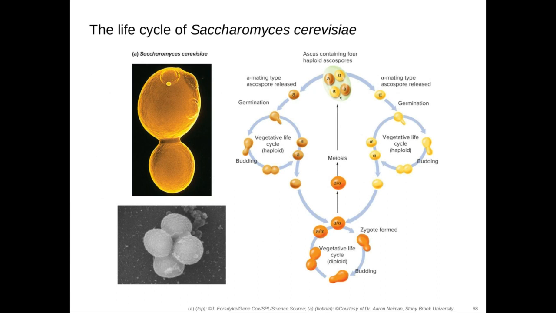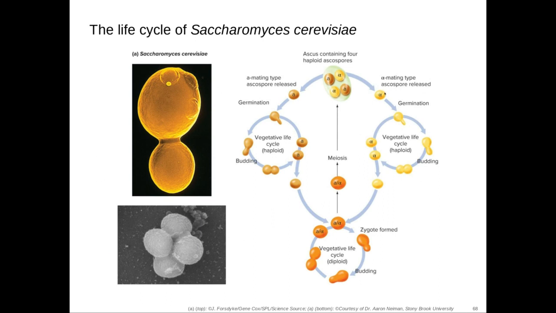So we have the ascus containing four haploid ascospores. Now there's A mating types where an ascospore is released, and that ascospore germinates, goes into a vegetative haploid life cycle where it buds as its division. Or it can go into an alpha mating type where the ascospore is released, it germinates into a vegetative cycle that's also haploid. So two distinct types. You can think of them like sperm and egg almost.